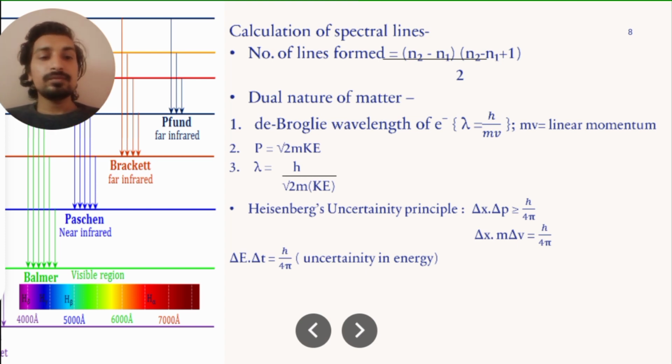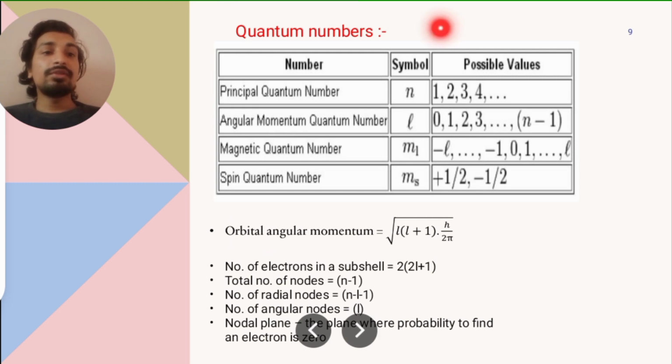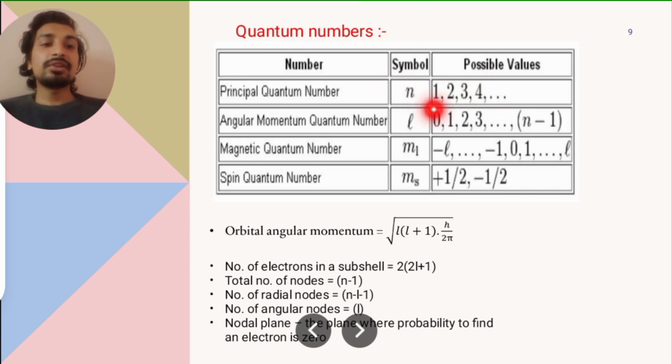Okay, then you have different numbers to represent. It's like an address. If I ask you the address of your house, you will tell the house number, then the area, that place, then the city, then the country, India, right, like that. So the principal quantum number is like the country, India. You have different countries, 1 2 3 4. So there are possible values. N has different values, 1 2 3 4.